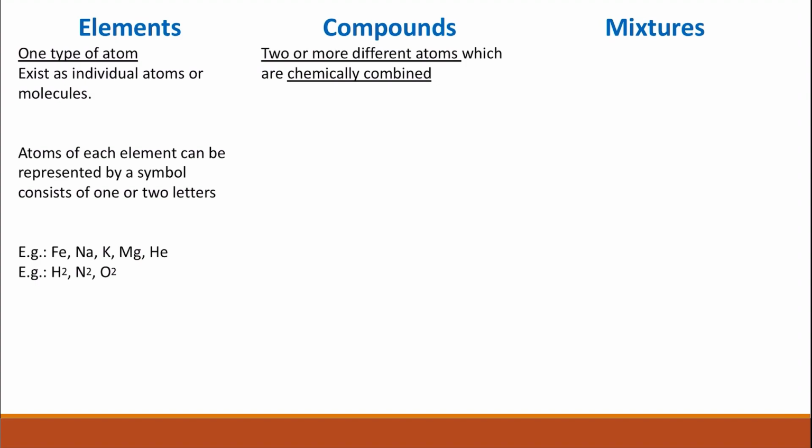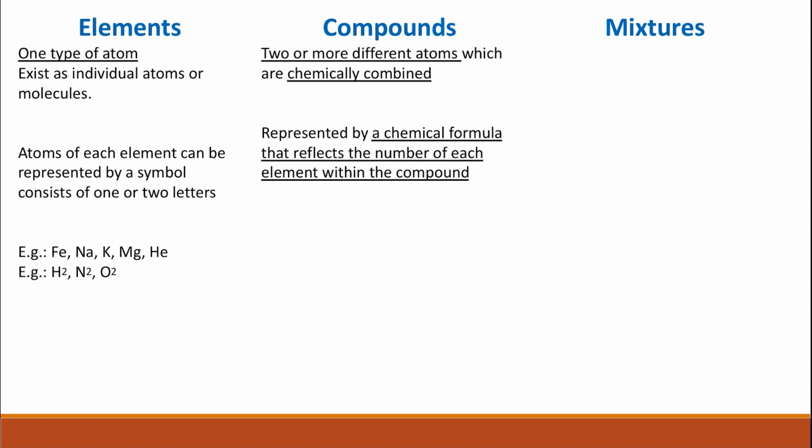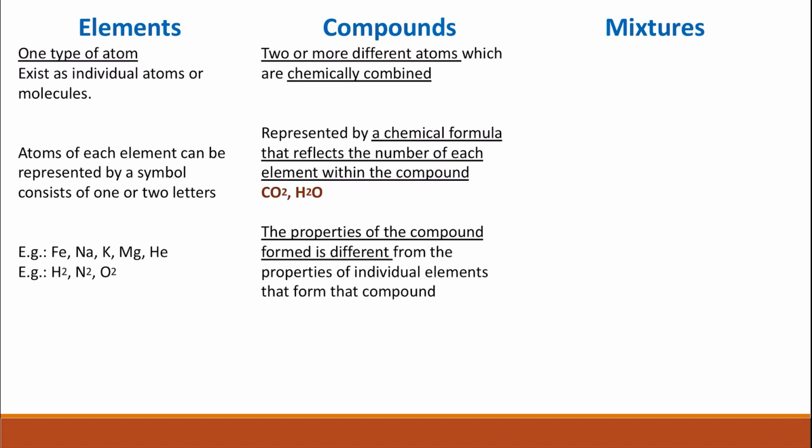Compounds consist of two or more different atoms which are chemically combined, and they are usually represented by a molecular formula or chemical formula that reflects the number of the different atoms in the molecule. So for example, CO2, carbon dioxide, and H2O, water. The properties of the compound are different from the properties of the different elements that formed that compound. Because the compounds consist of elements that are chemically combined, they cannot be separated by physical processes.